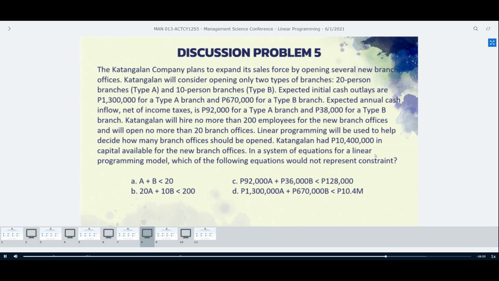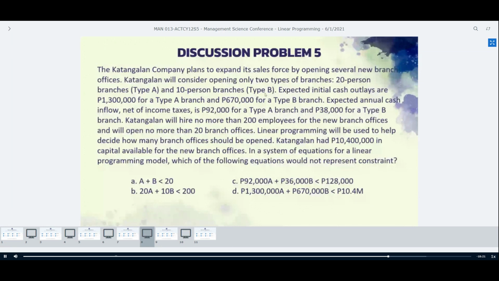O sige, pag-usapan natin to. So, the Katangalan, dandahan sa pagbasa ha. The Katangalan Company plans to expand its sales force by opening several new branch offices. The Katangalan will consider opening only two types of branches, 20-person branches or type A and 10-person branches or type B.